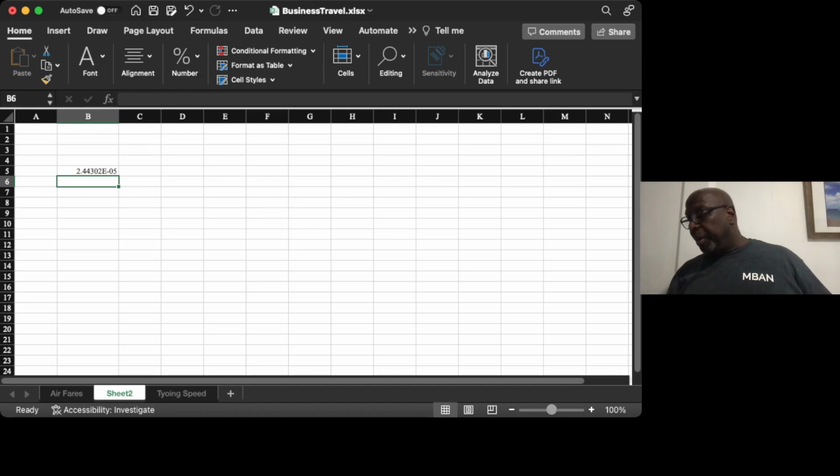So as you can see, it's rather small. Step 5, we have very strong evidence to support the alternate hypothesis. Our decision and conclusion: since 4.22, in the critical value approach, is greater than 1.96, we will reject the null hypothesis, or since 0.0000244 is much less than 0.05, we reject the null hypothesis.